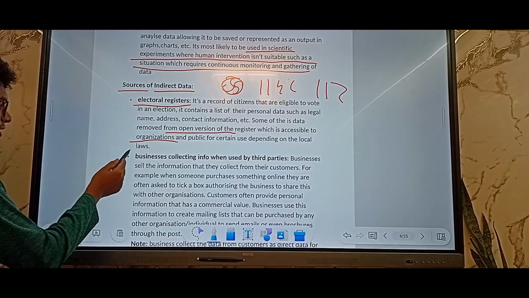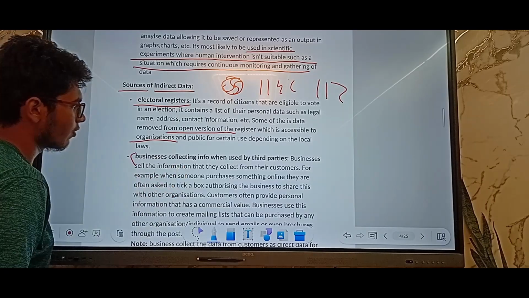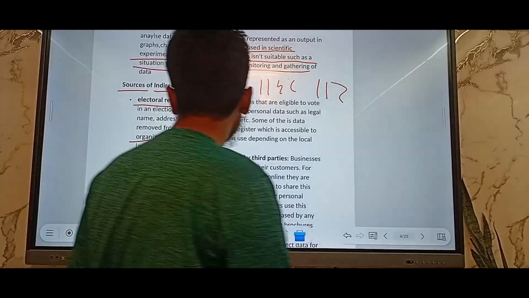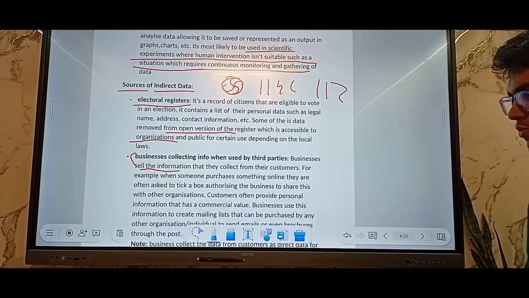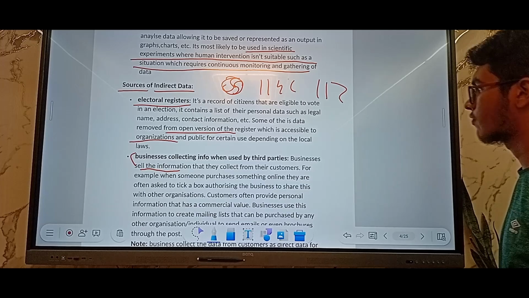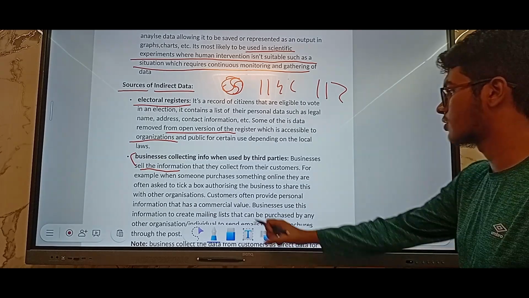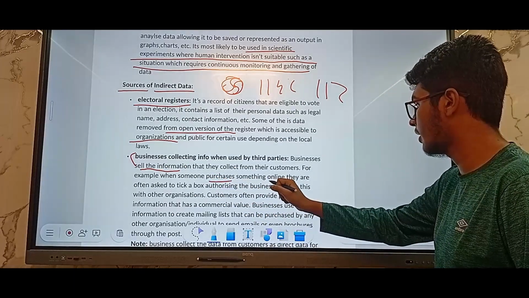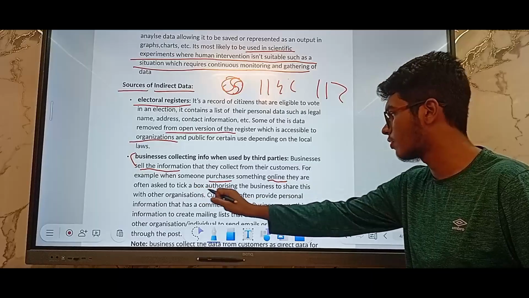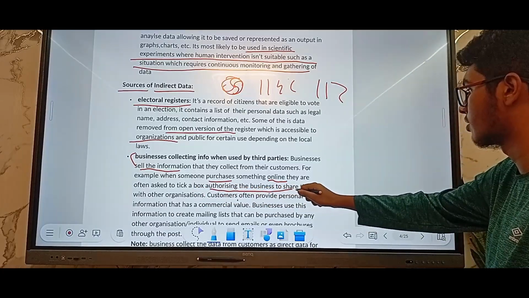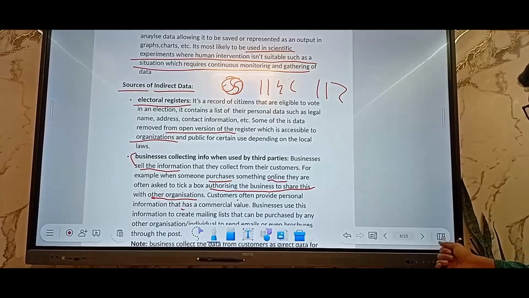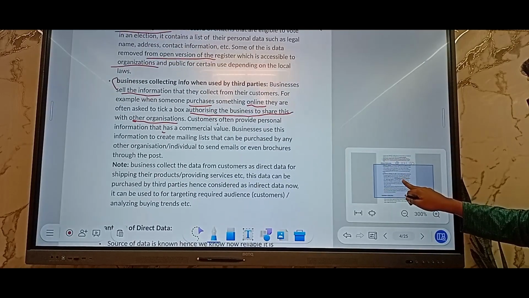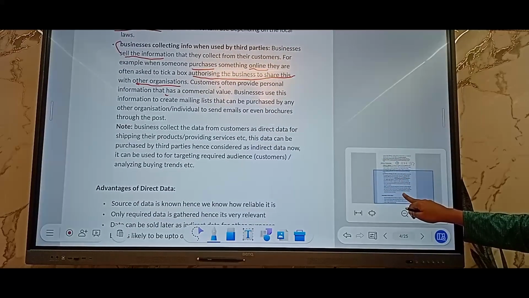So now we have businesses collecting info that is used by third parties. Businesses sell the information, like you can buy some information from a supermarket that they collect from their customers. For example, when someone purchases something online, they are often asked to tick a box authorizing the business to share this with other organizations. I think you can read this in the notes I will provide, and let's move on to the next one.